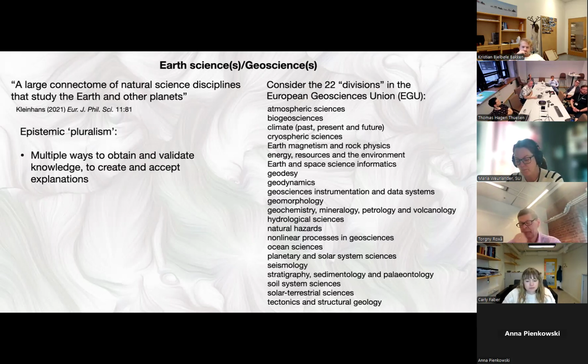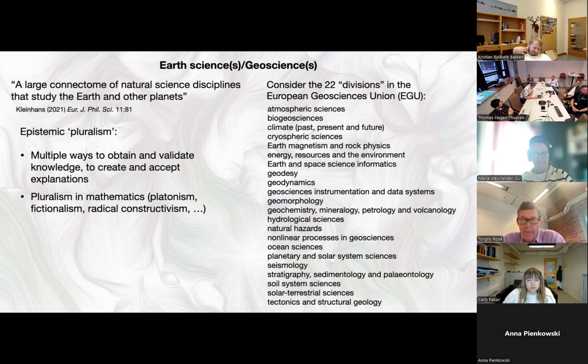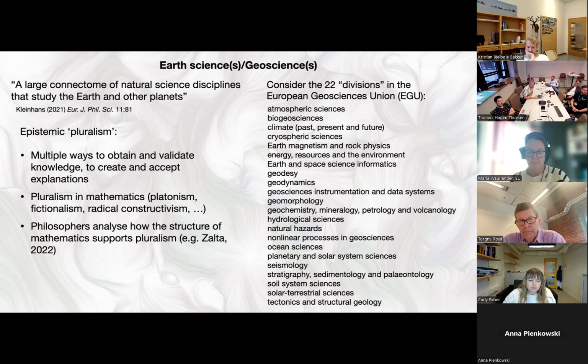It's a bit tricky. So it's useful to keep in mind that there's pluralism also in mathematics. You would think that if there is one epistemic project out there that has a standard, and that there's no kind of pluralism going on, it would be mathematics. But this, of course, is not the case. There's all sorts of different ways of thinking about what constitutes a proof, and so on and so forth. And philosophers then try to analyze how the structure of mathematics can support this kind of pluralism.